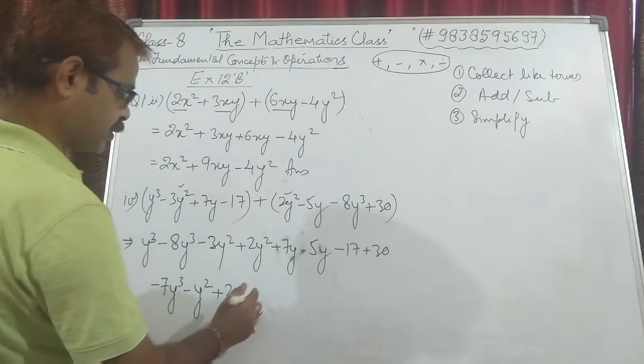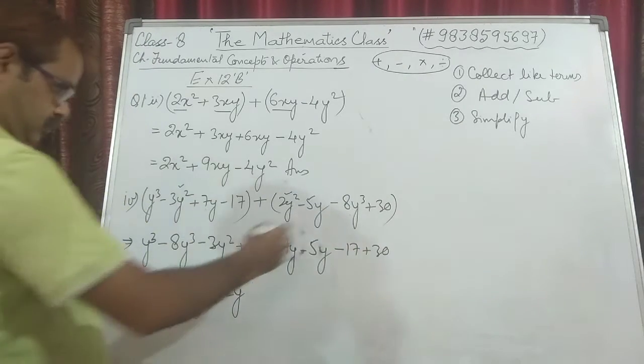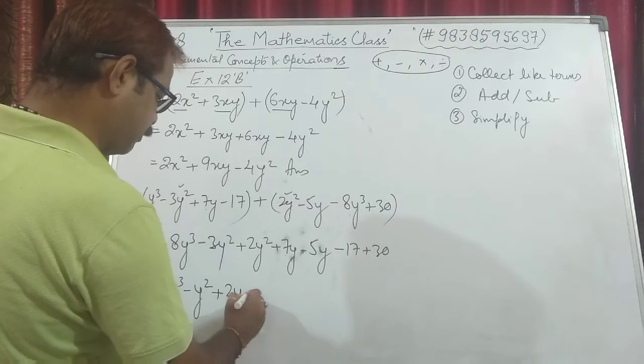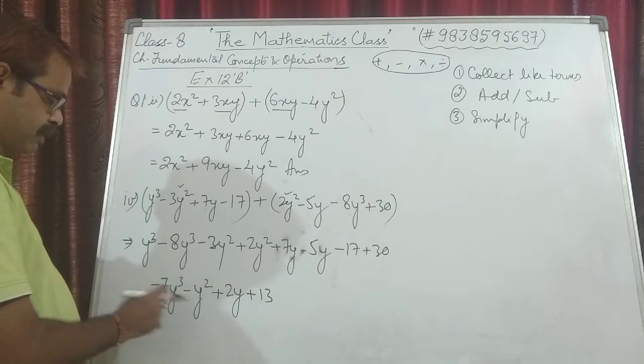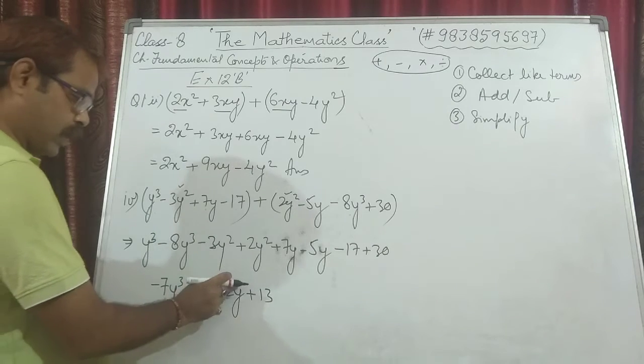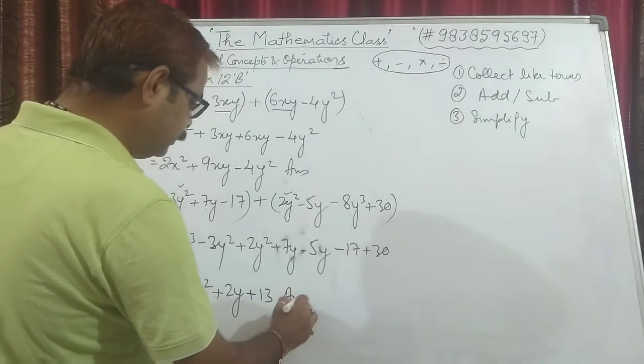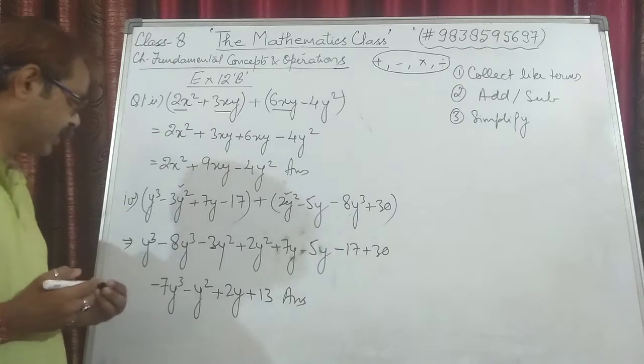Minus 17 and plus 30 will give you plus 13. And this is already simplified, with powers 3, 2, 1 and 0. So that is the final value. What does it mean?